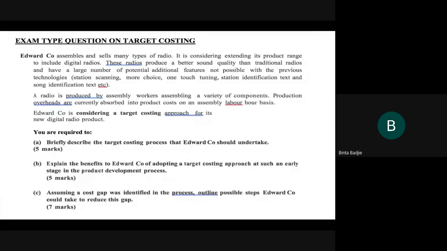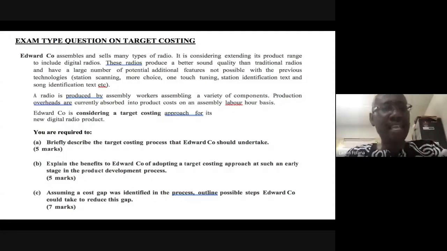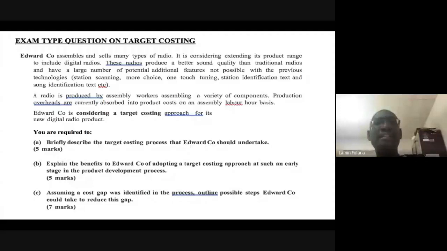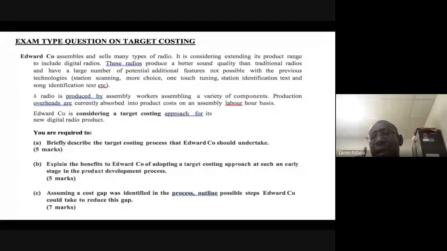Research and development, Mr. Fofana, I think if they have to go, you are right in saying that they need to go and start the target costing processes by first doing what? A market research. So in that market research, what are they going to do? What are the specifics of that market research?